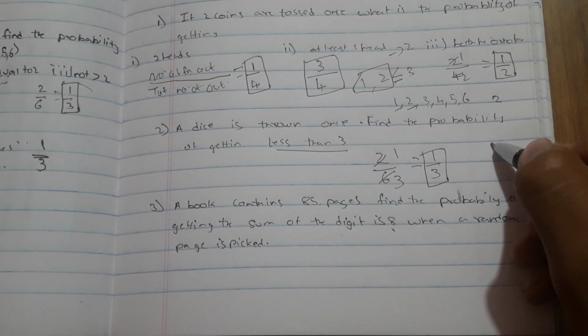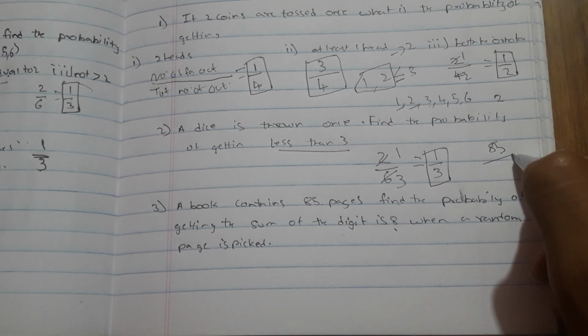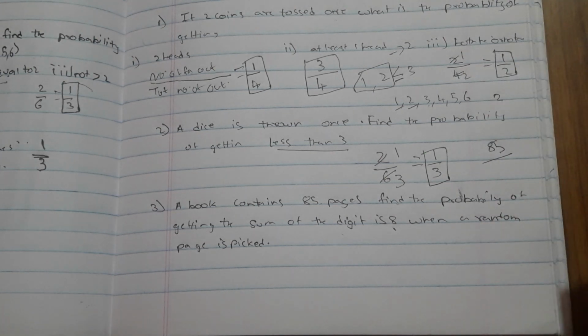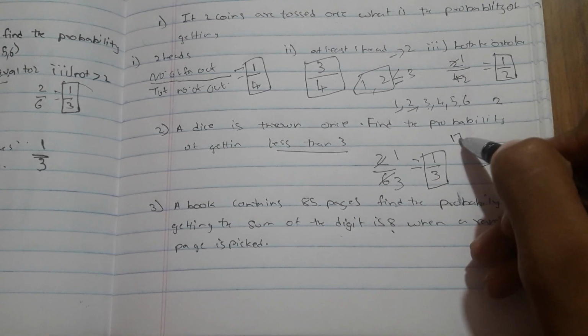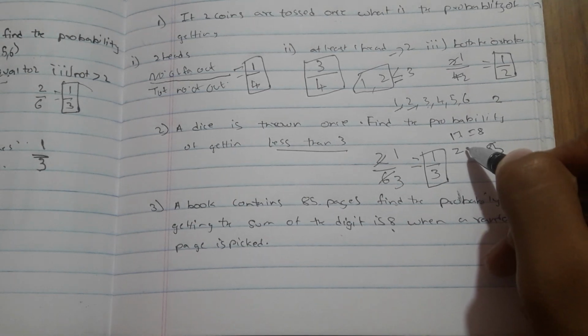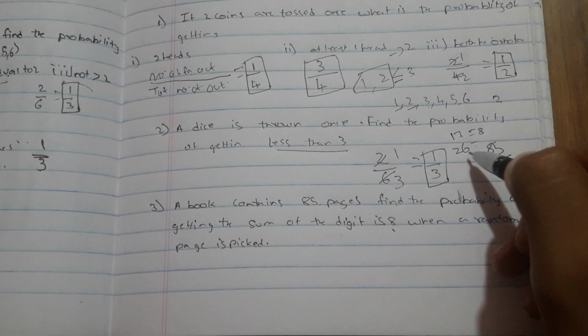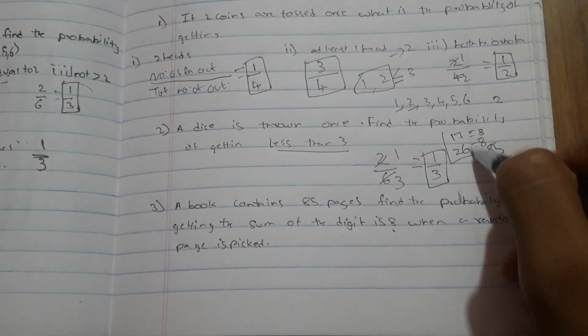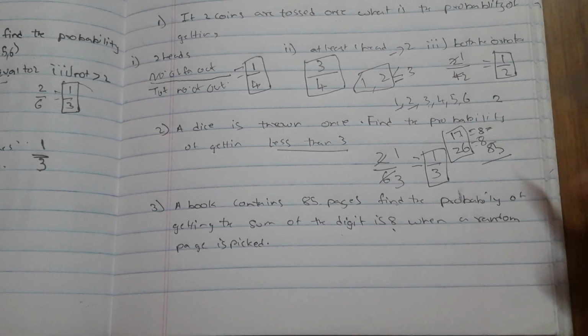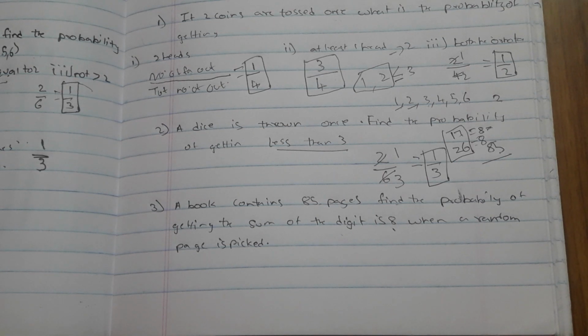In a book there are 85 pages. If you pick any page out of these 85 pages, how many pages could have a digit sum of 8? For example, if you take page 17, 7 plus 1 is equal to 8. Or if you take 26, 6 plus 2 is 8. In this way, from 1 to 85 pages, how many possible ways are there that the sum is 8? I hope you understood.